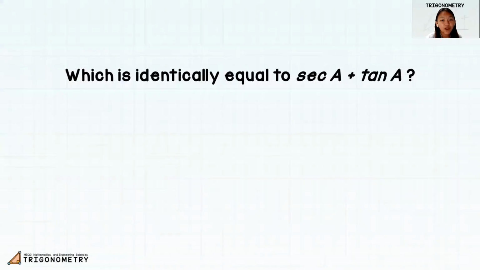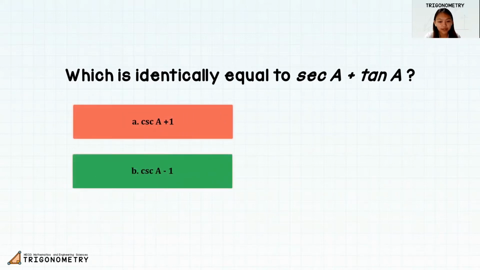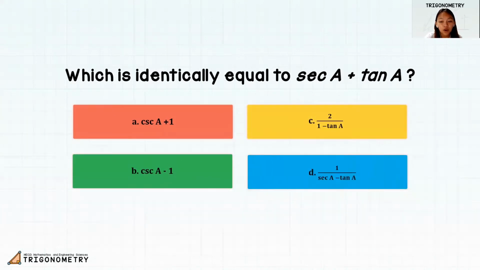Hi, I'm Abrini Cabuya, and today I will be tackling 3 questions related to trigonometry. Try to solve along with me to understand it better. So let us start off easy with this first question. It says, which is identically equal to secant A plus tangent A? Our choices are cosecant A plus 1, cosecant A minus 1, 2 over 1 minus tangent A, and 1 over secant A minus tangent A.